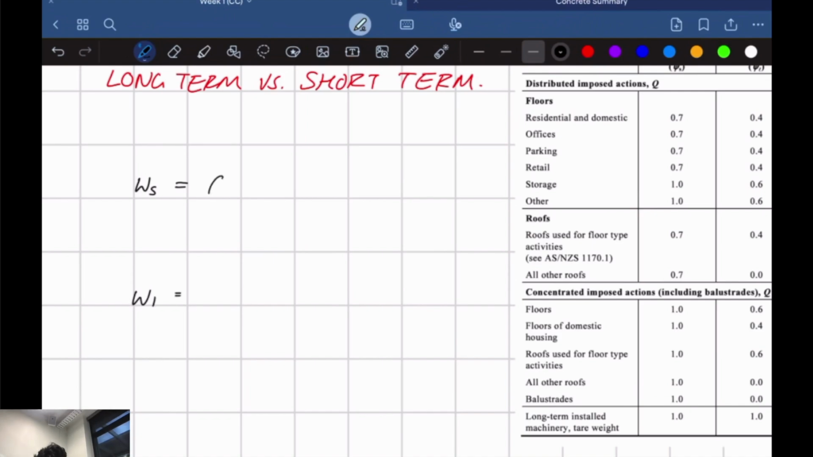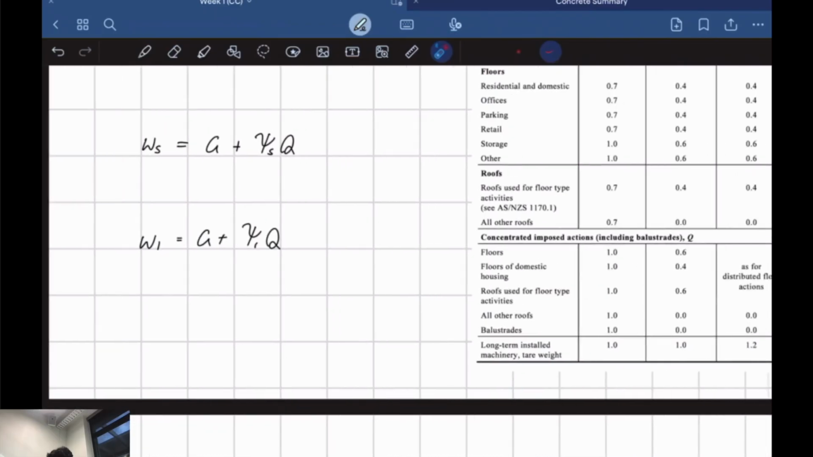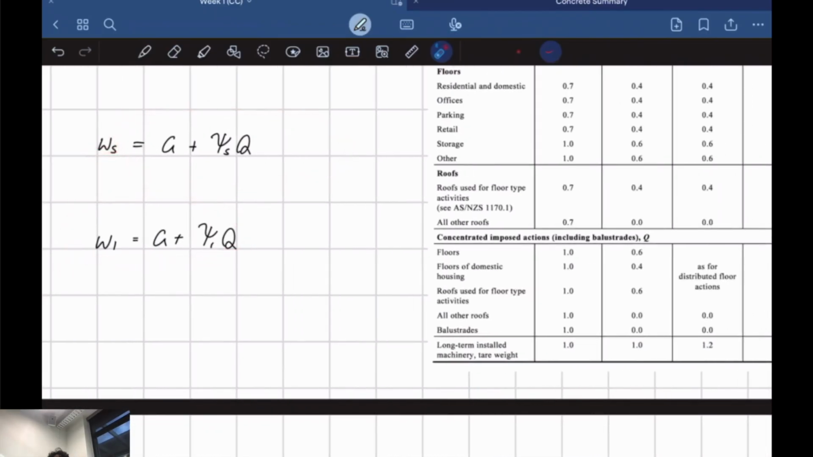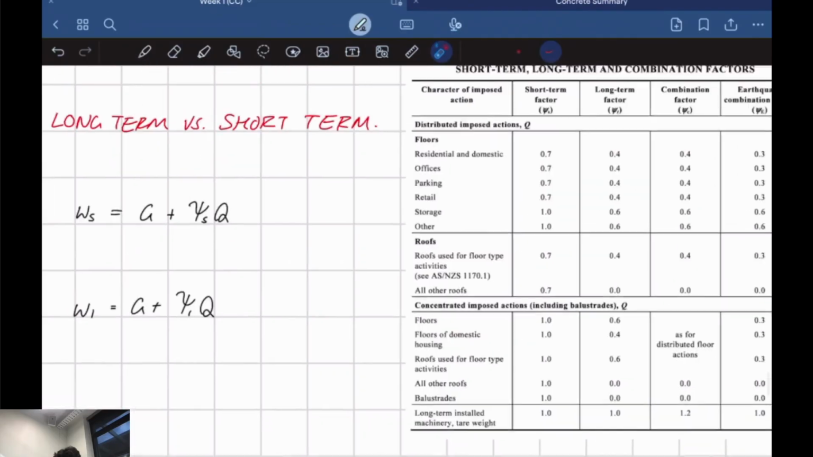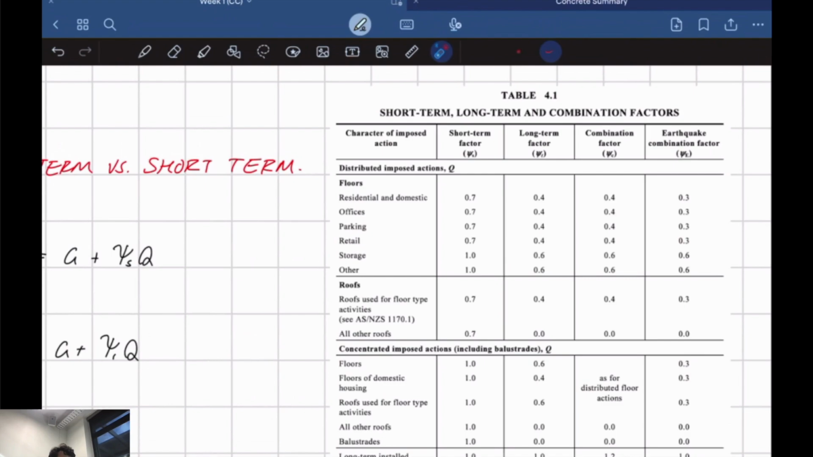So this is just going to be equal to G plus psi Q. That's a Q, by the way. So these are going to be our new load combos, right? Psi, yeah, I'm about to cover it. So this is from our Table 4.1 in the AS 1170.0. So we're taking a look at these two columns.